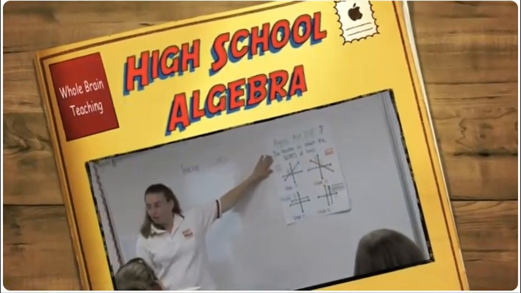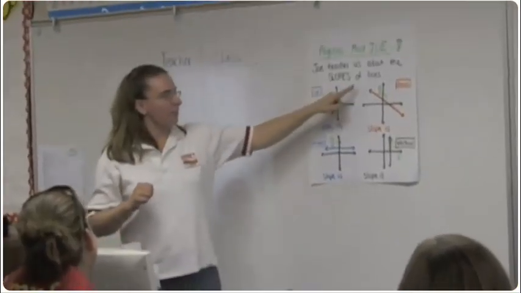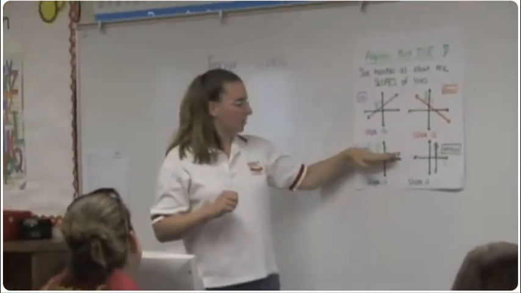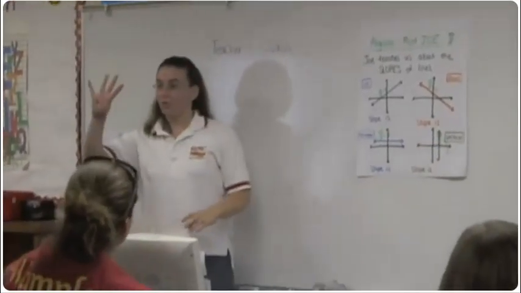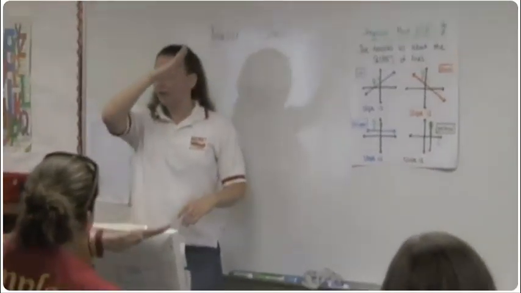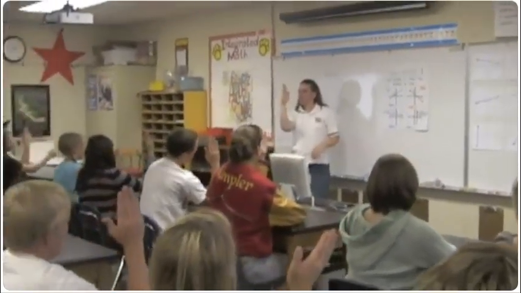Going to learn about the slopes of lines. Now, there's 4 types of lines. We have lines that go up, lines that go down, horizontal lines, and vertical lines. Mirror me, please. So there's 4 types of lines. We have lines that go up, lines that go down, horizontal lines, and vertical lines.